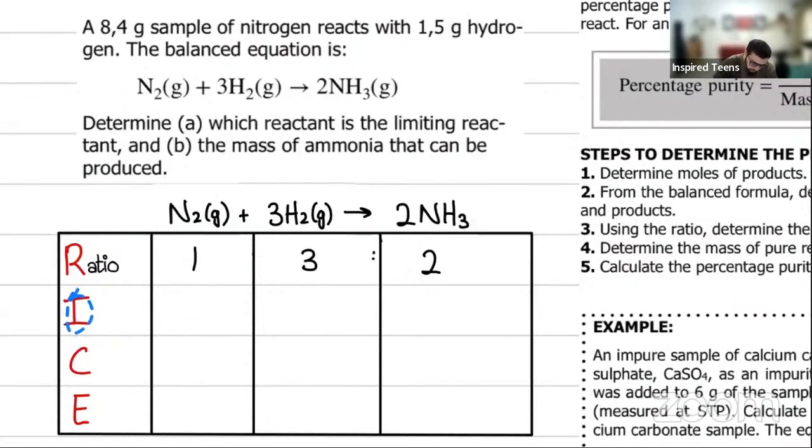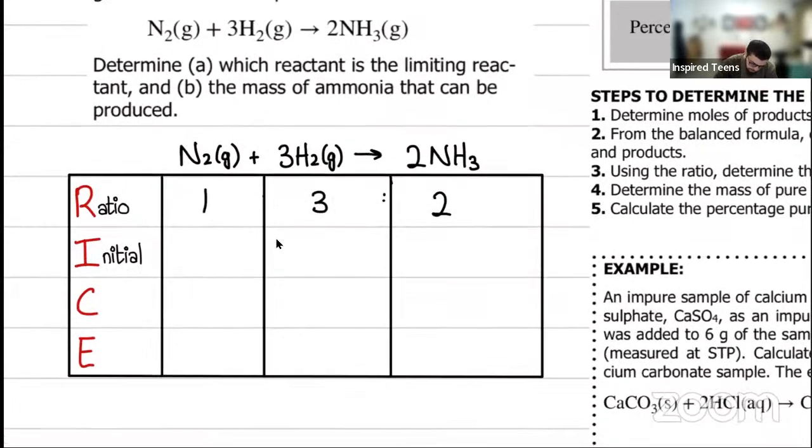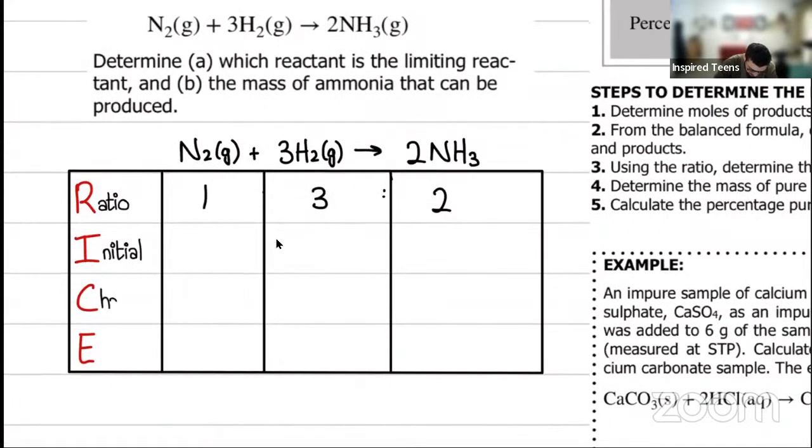Then we talk about I. I stands for the initial amount. Initial is basically before the reaction occurs. So initially, how much do we have? We'll discuss it in terms of that example in a second. Let's discuss these. This stands for change, and this stands for end.